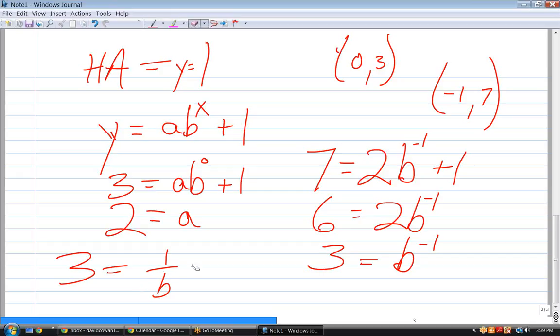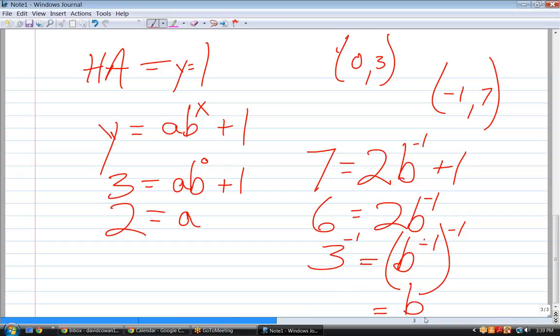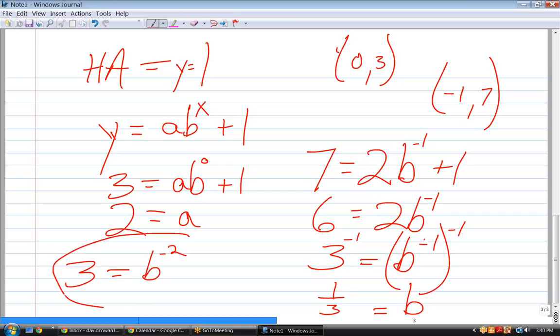Or the way the student did the other day, which I hadn't really seen before, but I kind of like, is taking both sides to a power that forces the b to be isolated. In other words, if I take both sides to the -1, then -1 times -1 is just b, and 3 to the -1 is 1/3. The only thing you have to be careful about is how would I solve the following, because this comes up. If I'm going to use that technique, what would I do here?